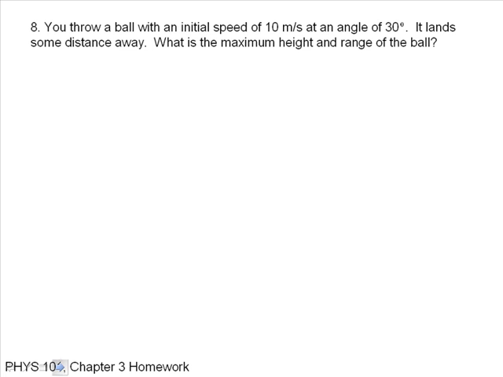You throw a ball with an initial speed of 10 meters per second at an angle of 30 degrees. It lands some distance away. What is the maximum height and the range of the ball? This one's similar to the other questions, projectile motion, but it's a little different too.